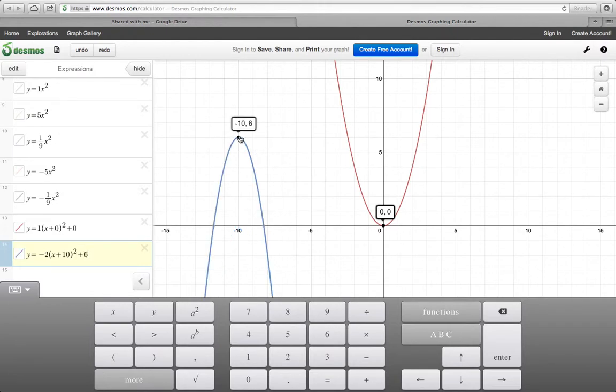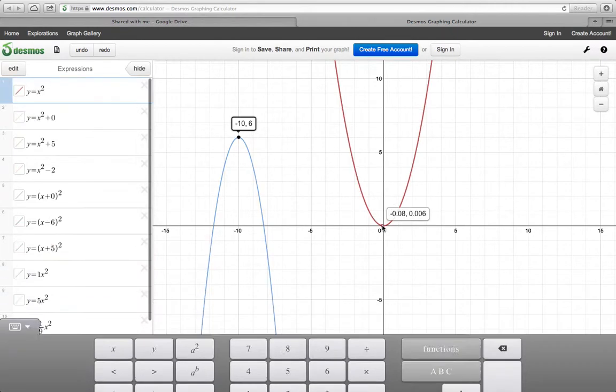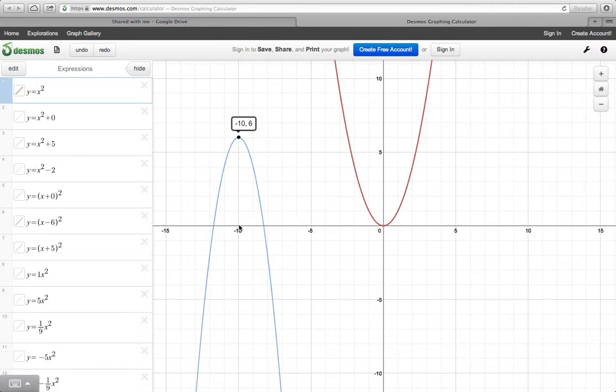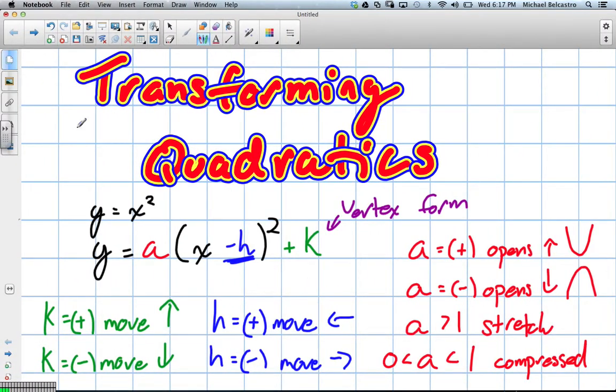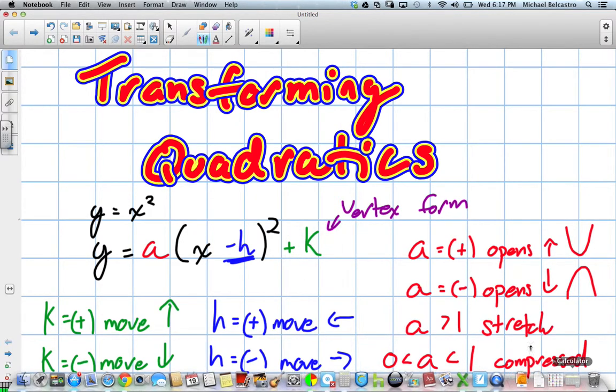So if you notice, okay, this vertex from here has gone to the left 10 units, up 6 units, and it's become thinner and faces downwards. Very different from the original one we had. Okay, so that's what all of these do with quadratics, and the best way to learn is to play with this program and get ideas of what they're going to look like.